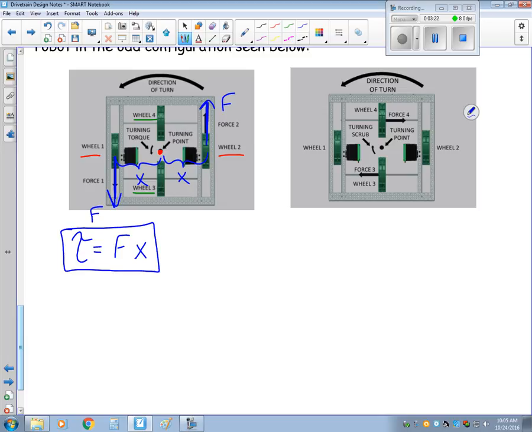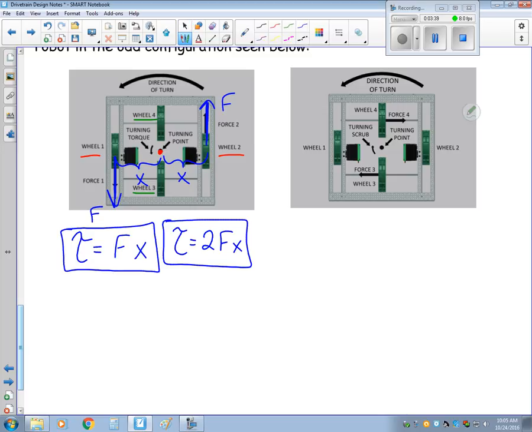And I'm really looking at this for just one wheel, so the amount of total torque will be twice that, because we have 2 wheels that are being powered. Okay, so that's the turning torque.